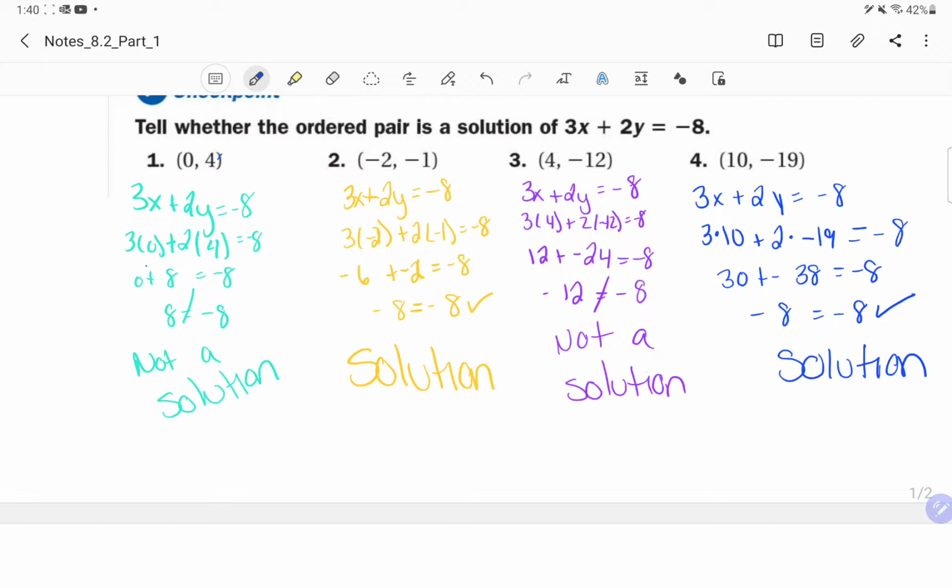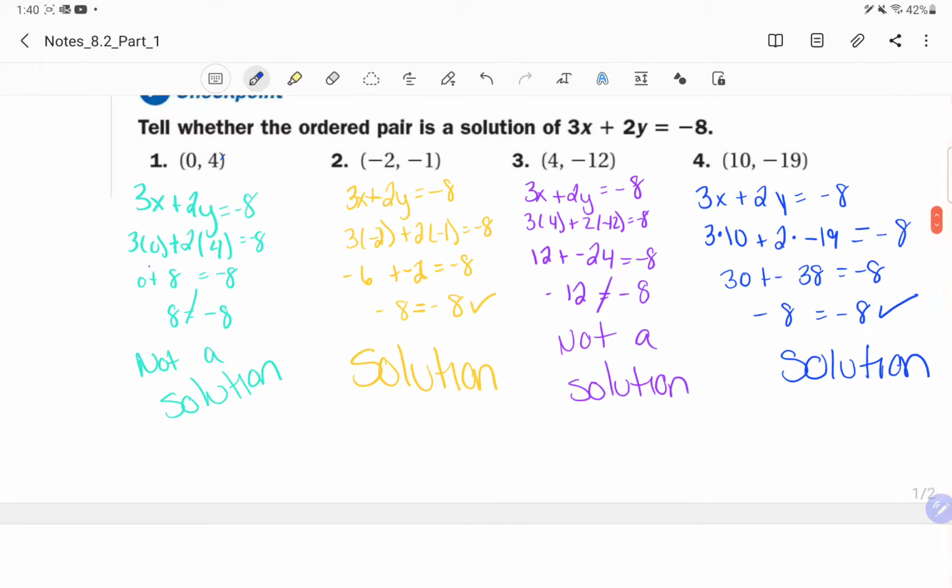For the third one, I would replace my x with 4 and my y with a -12. So this became 12 plus -24 equals -8. 12 plus -24 gives me -12, which is not equal to -8, so that one's not a solution. And the last one, the x got replaced with 10, and the y got replaced with -19. So 3 times 10 is 30, plus 2 times -19 is -38. 30 plus -38 is -8, and that one is a solution, okay?